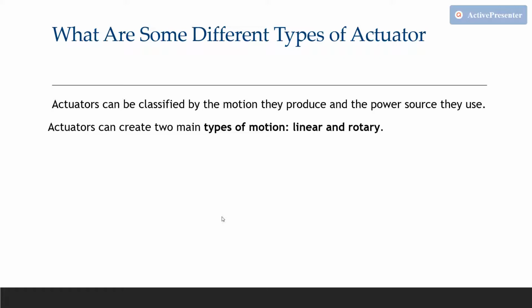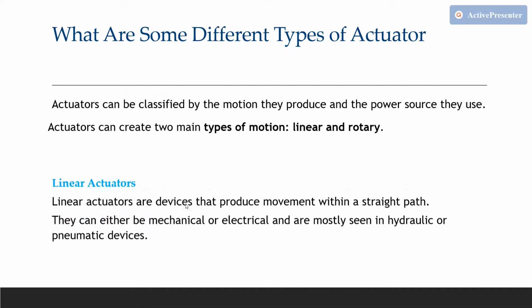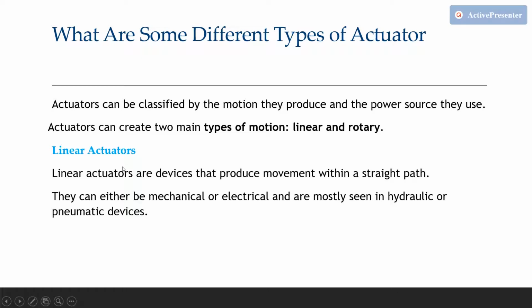So if we classify actuators based on type of motion, it's linear and rotary. So what are linear actuators? As the name implies, you can say it's a device that produces movement within a straight path. They can either be mechanical or electrical. They are mostly seen in hydraulic or pneumatic devices. So that is what has been stated here.